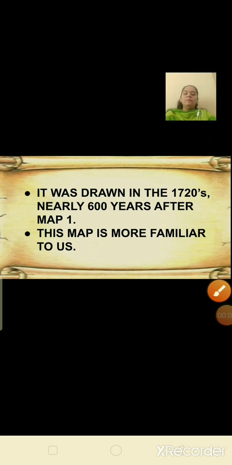Now, look at this map. This is the map drawn by the French cartographer, okay, but this map is quite similar to the map that we see nowadays. This is also from your NCERT history textbook. So, children, this map was drawn in the 1720s, that is nearly 600 years after the map 1, during which time information about the continent had changed considerably. This map is more familiar to us.